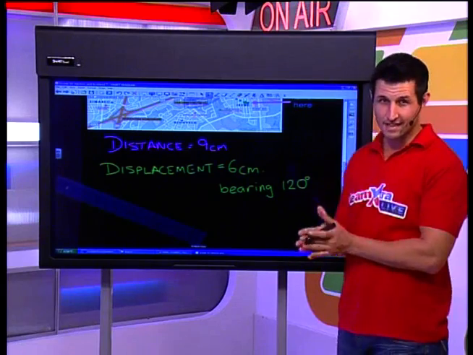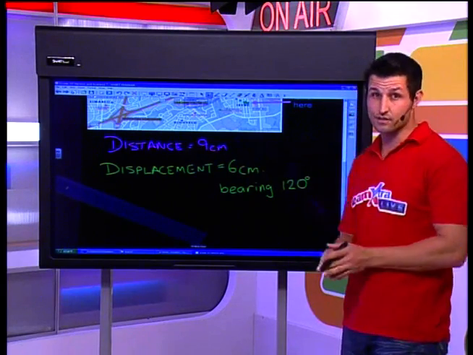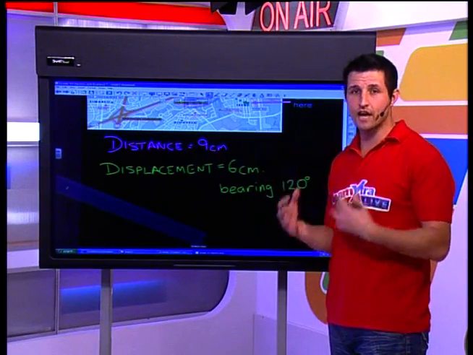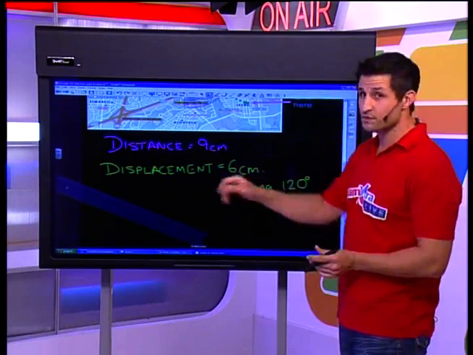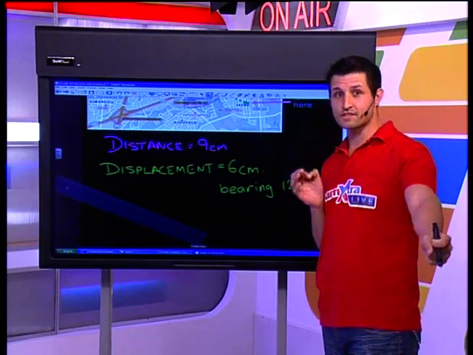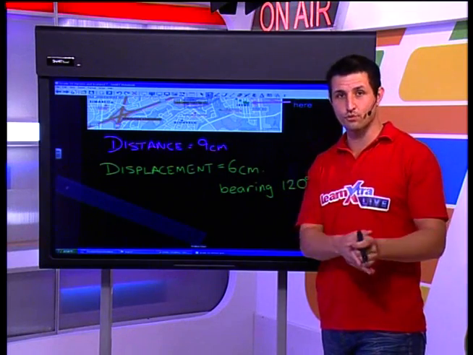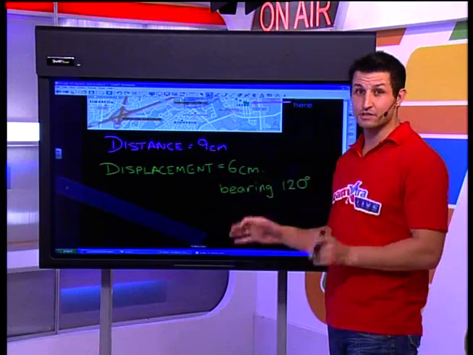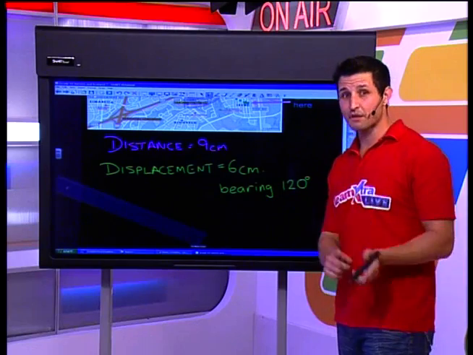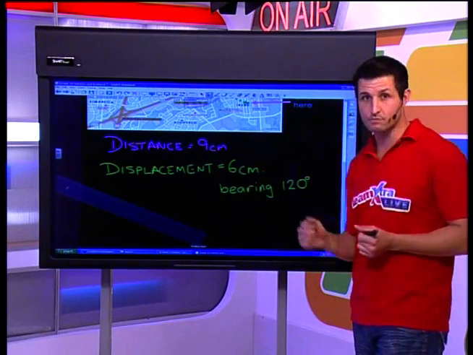Let's just go through this again, the difference between distance and displacement. Distance takes into account the entire path. Displacement goes directly from start to finish. It doesn't take into account that I had to turn all the way down there. And displacement is almost always shorter than your distance. But there's something else which is special about displacement.